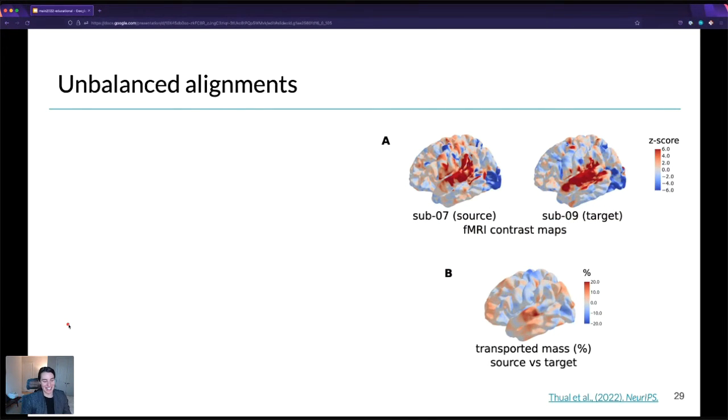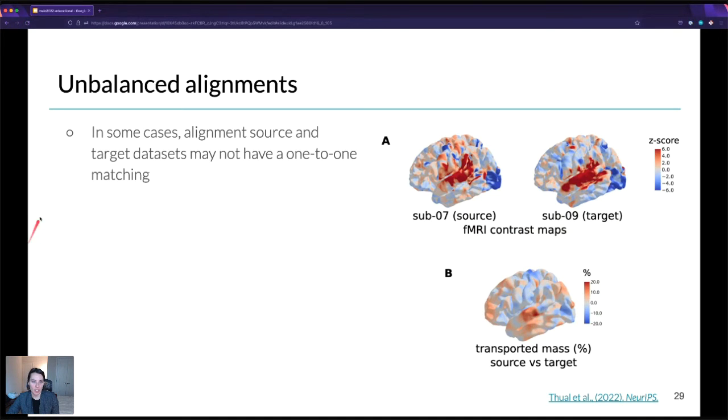Another important point is unbalanced alignments. This is a really nice figure from Twal and colleagues from this year at NeurIPS. In many cases, depending on your particular data modality and question, your source and target data may not have a one-to-one matching. In this case, for example, we have two participants. We're looking at a contrast map for the same contrast, like an auditory language contrast. For each participant, it's generally within the same set of brain regions, but we don't see that it covers the same spatial extent, right?